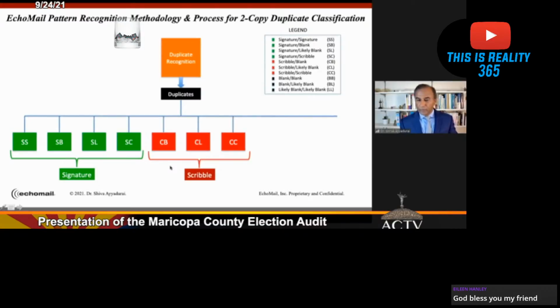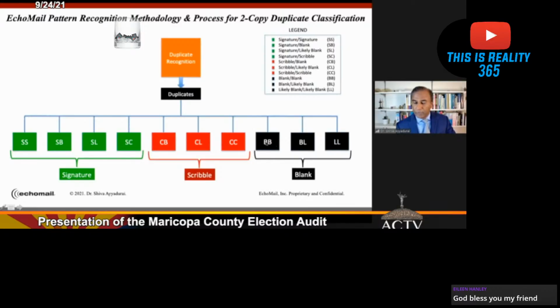Alternatively, in the scribble area, one could have had a scribble, the other could have been a blank, one could have been a scribble, the other likely blank, or one could have been a scribble and a scribble. These were denoted as scribbles in the duplicate case. And then finally, you had ones that are blank and blank, blank and likely blank, and likely blank and likely blank. Those were denoted as blanks.